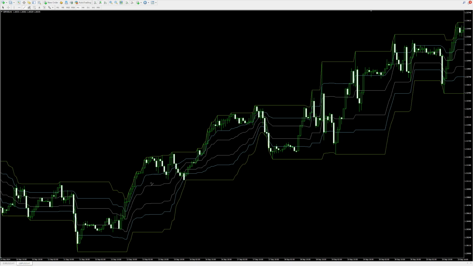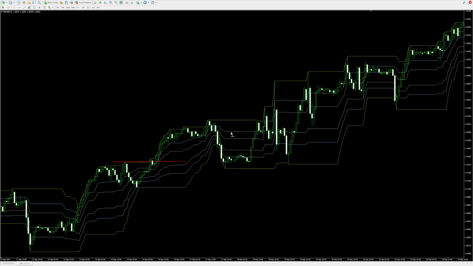Upwards trend, same principle. So we have this big move upwards, we have a pullback. Quite a deep pullback, does go to the other channel, so this is a riskier trade, but potential breakout trade there.